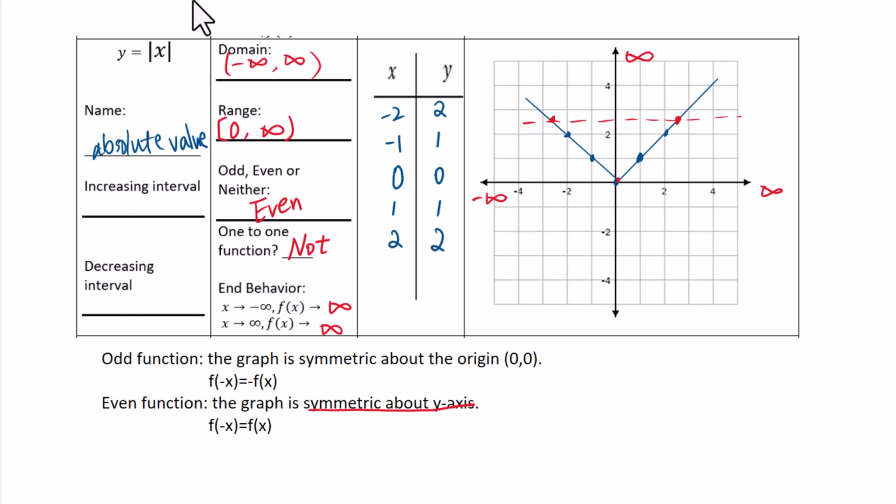Increasing interval: from left to right, the graph is going up from 0 to positive infinity. Decreasing interval: check the graph from left to right. The graph is going down, so the decreasing interval is from negative infinity to 0.